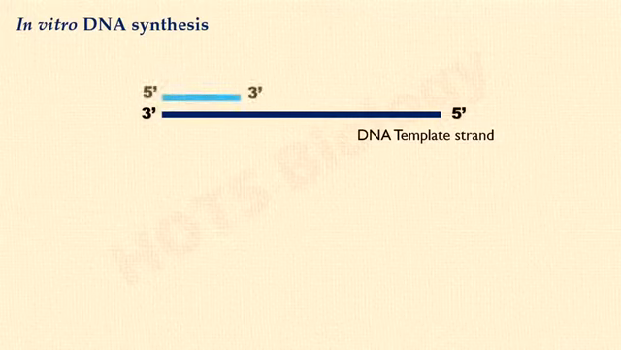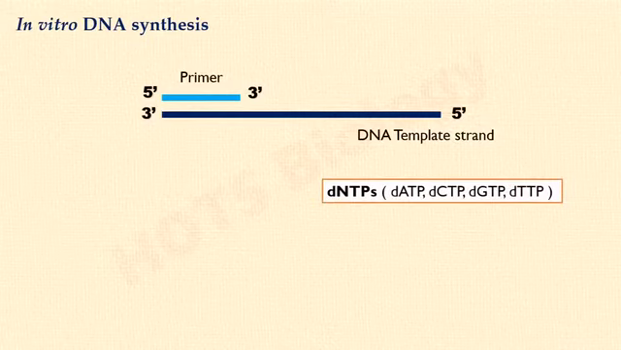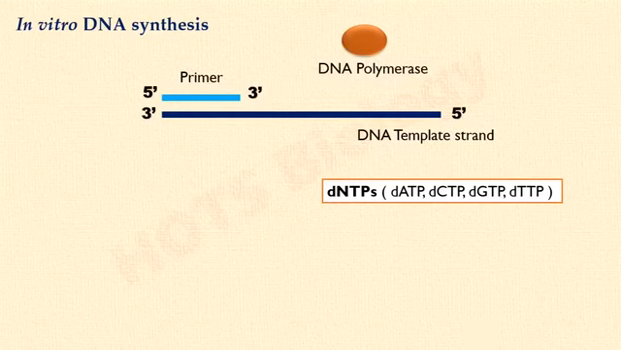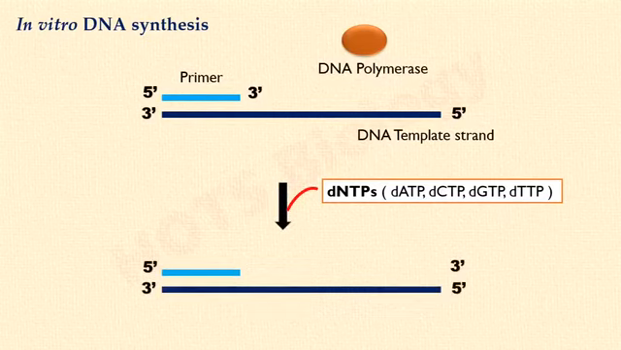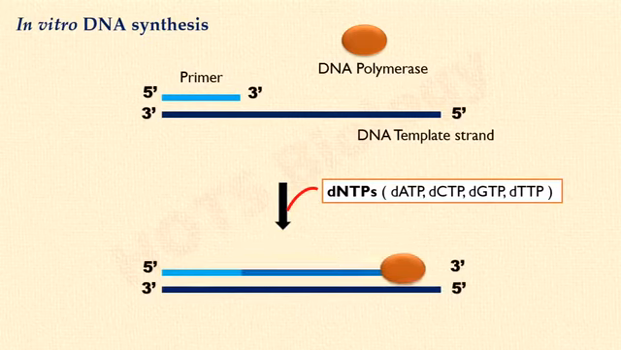Next, we require a primer. As you know, a primer is a short oligonucleotide sequence, complementary to the sequence at the 3' end of the template strand. It serves as the starting point for new strand synthesis. We will also require deoxynucleotides. To catalyze the DNA synthesis reaction we require DNA polymerase. DNA polymerase incorporates deoxynucleotides complementary to the template strand and extends the DNA chain in the 5' to 3' direction.